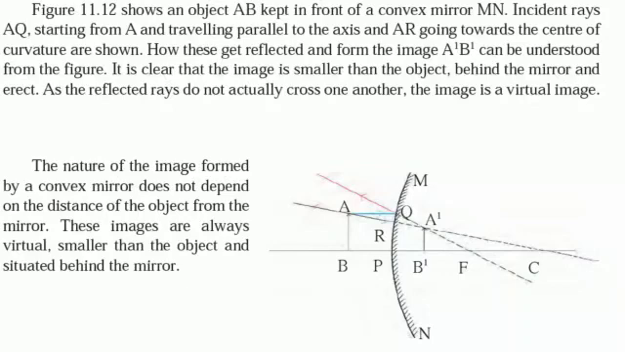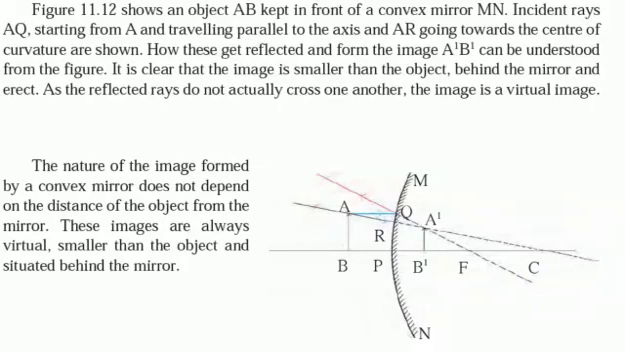Let us start. Figure 11.12 shows an object. You can see in the picture, object is AB kept in front of a convex mirror MN. MN is a mirror. Incident rays AQ starting from A and traveling parallel to the axis and AR going towards the center of curvature are shown. The blue line you can see, that is AQ. How this gets reflected and forms the image A1, B1.